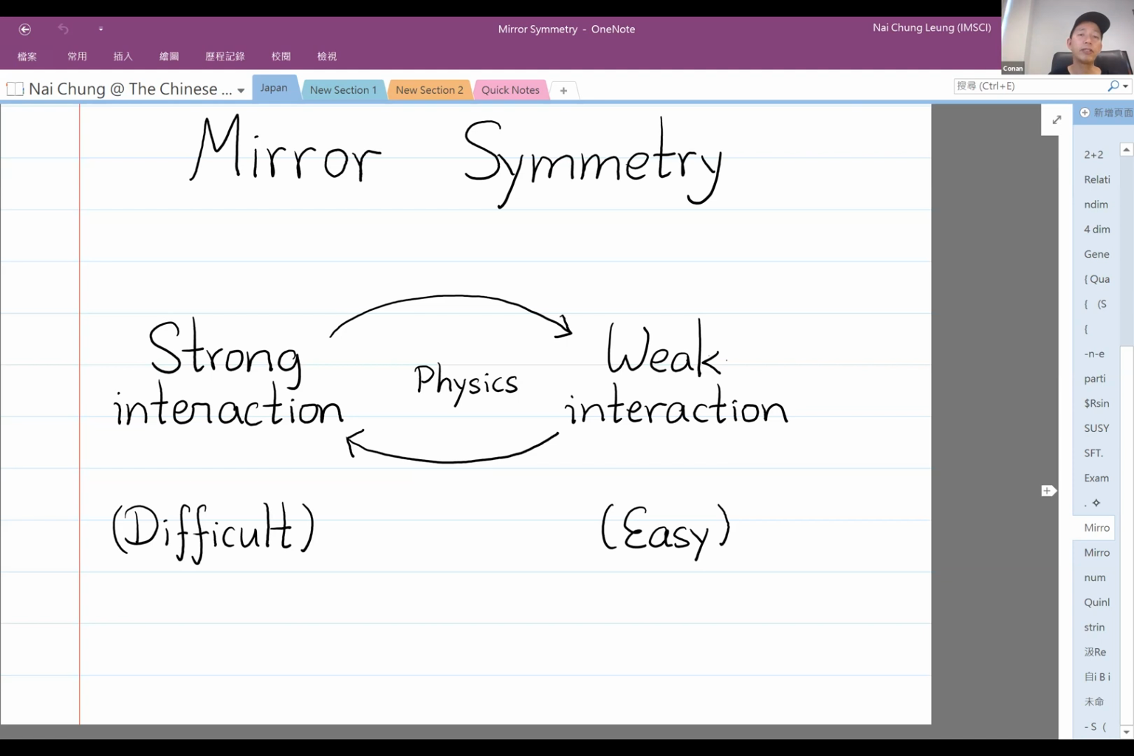Nowadays, you think about this as really a duality, but at the beginning it was called mirror symmetry. From a physics perspective, this is a duality between strong interactions and weak interactions. Strong interaction is usually very difficult to describe, versus weak interaction, which is something much easier.